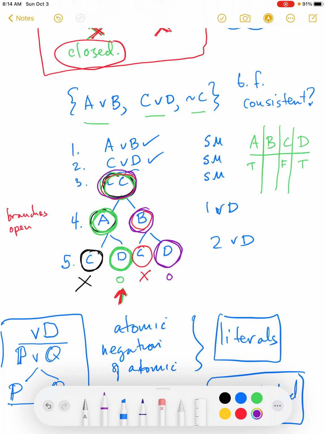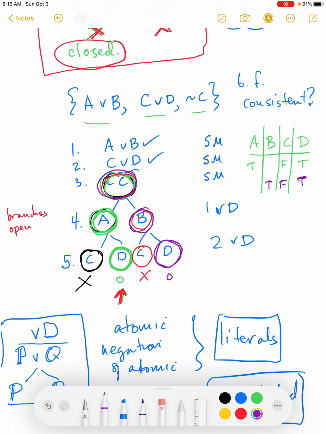So every branch is either open or closed, right? It's open if there are not conflicting literals. There's no atomic and its negation. And it's closed if there are. So let's indicate what we found on the rightmost branch over in our little table here. Another possibility is it makes D true, B true, and C false. But again, neither A nor its negation shows up on that branch.